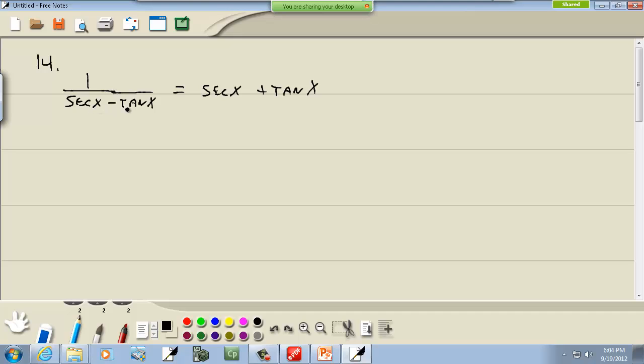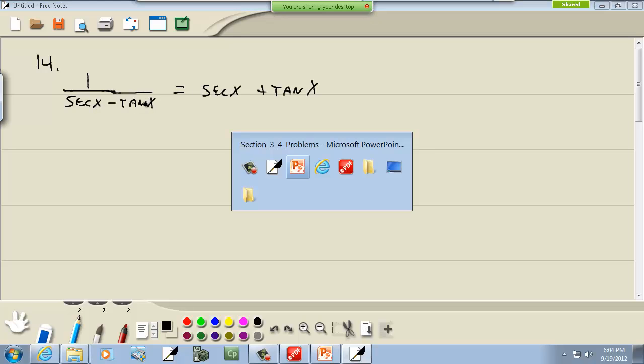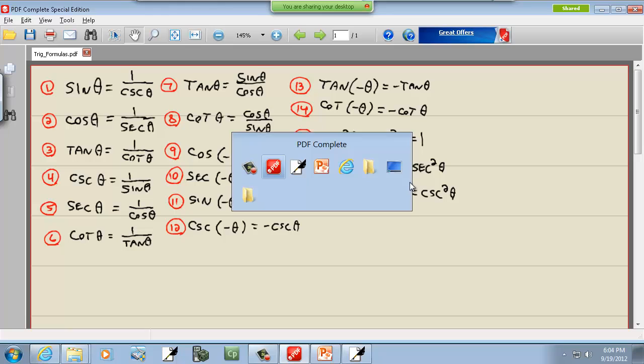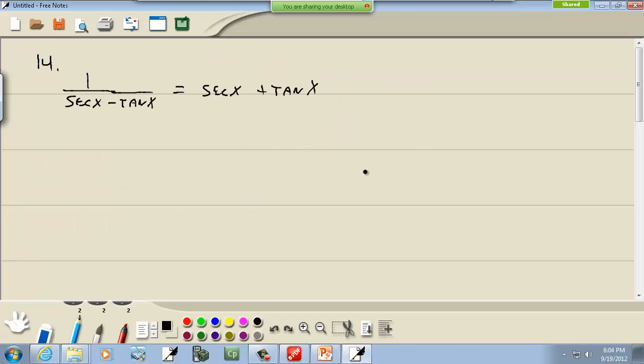Is to multiply the top and bottom by the conjugate. See how this is secant minus tangent? Now what makes me think conjugate on that is if I come over here to my Pythagorean, see how secant and tangent are in the same formula? Sine and cosine are in the same formula. Cotangent and cosecant squared are in the same formula. So if you got 2 trig functions squared and they match up like that, well, try to maybe multiply by the conjugate. Doesn't mean it'll work, but we'll try it.